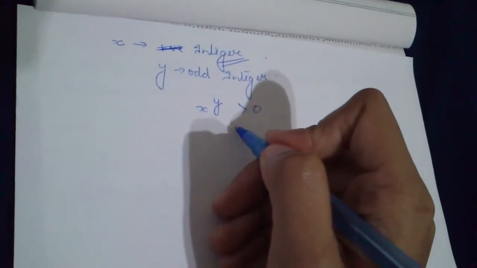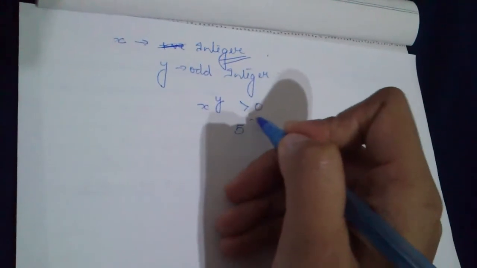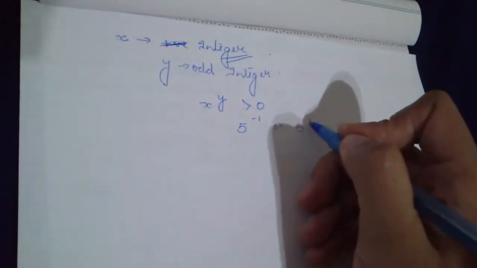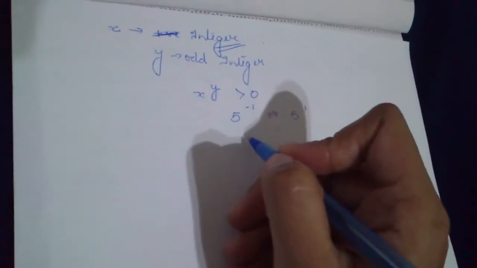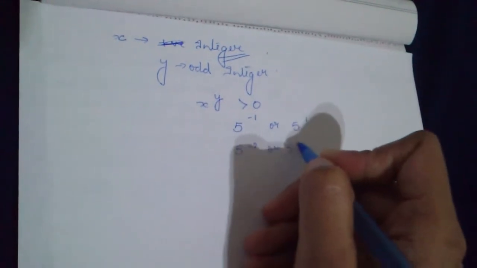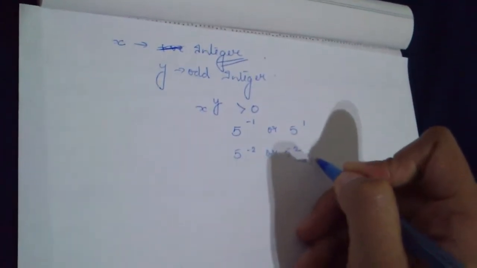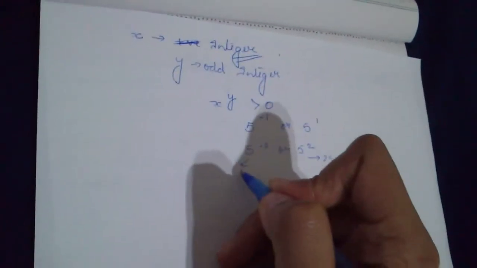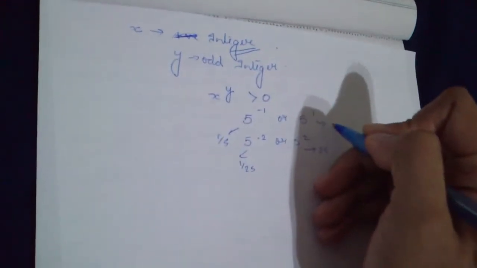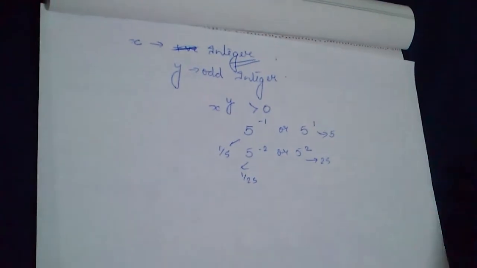Now see, if I raise 5 to minus 1, or 5 to 1, or for example let's take another two examples, 5 raised to minus 2 or 5 raised to 2. This is going to be 1 by 25, this is going to be 1 by 5, this is going to be 5, this is going to be 25. However, all these values are greater than 0.